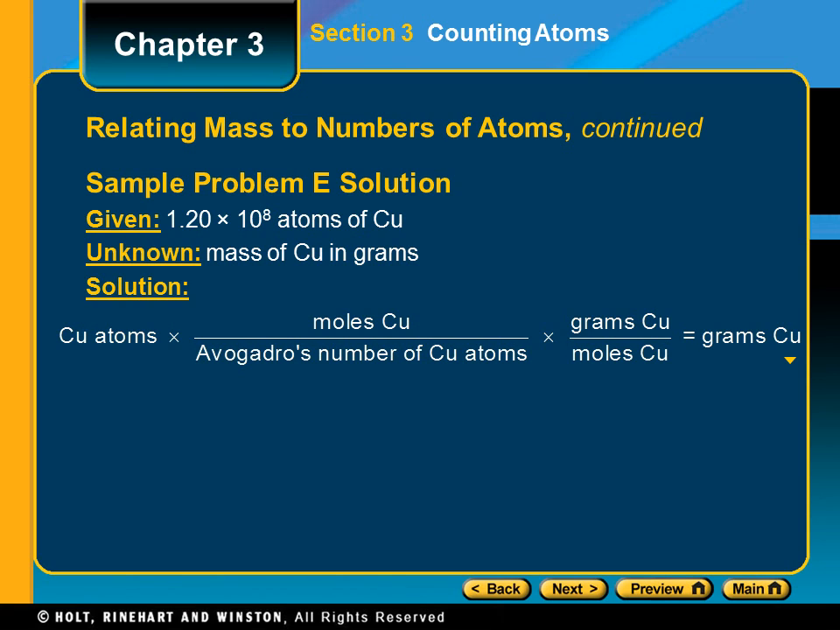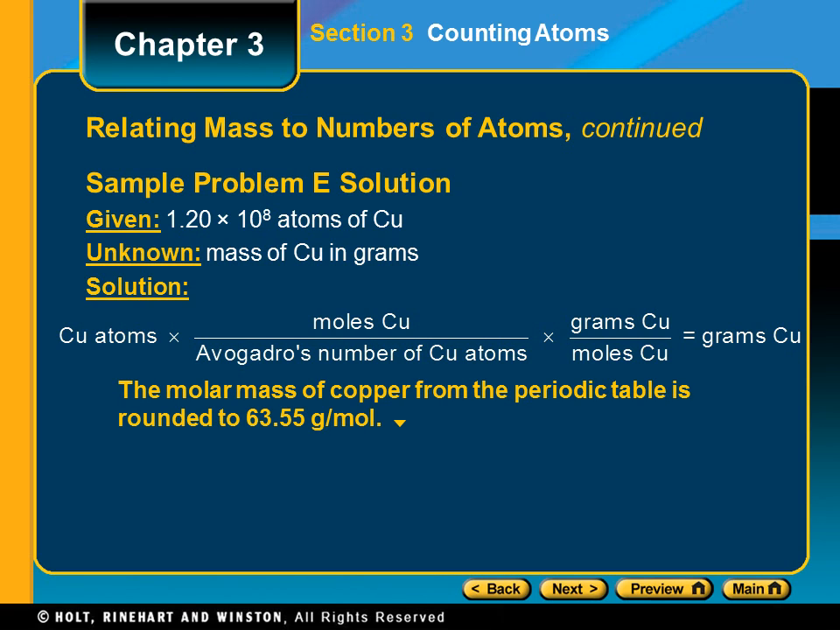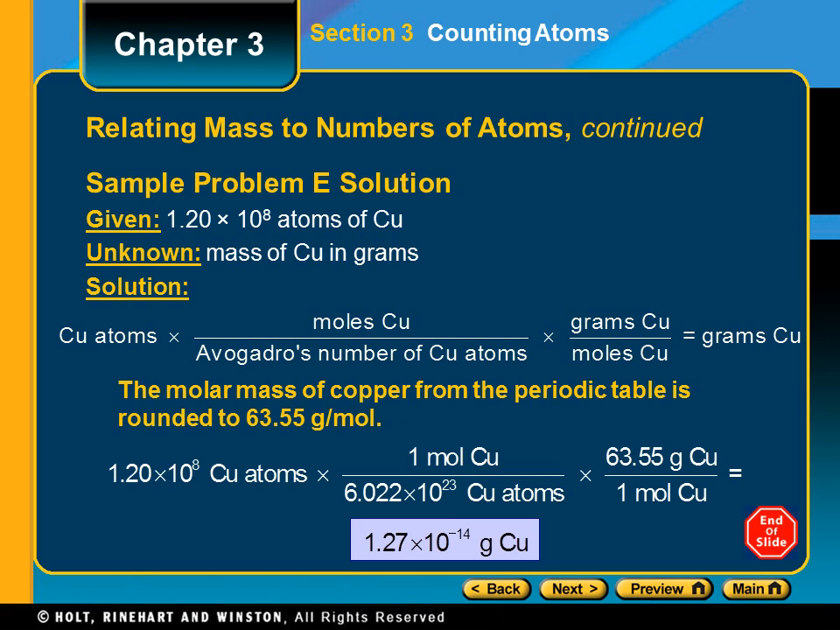So now, here's a multi-step, right? You can do this all as one problem, or you can do it in multiple steps, but you have your atoms of copper times moles of copper over Avogadro's number of copper atoms times grams of copper over moles of copper equals grams of copper. You look up the molar mass of copper from the periodic table. You get 63.55 grams per mole. You start out with 1.20 times 10 to the 8 copper atoms times 1 mole of copper over Avogadro's number of copper atoms times 63.55 grams of copper over 1 mole of copper.